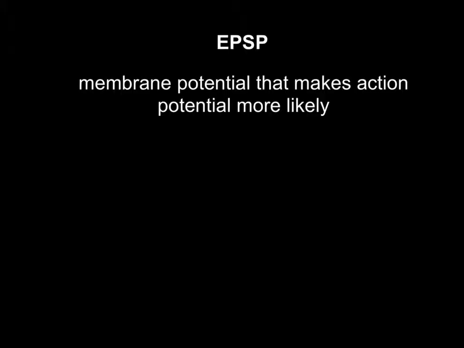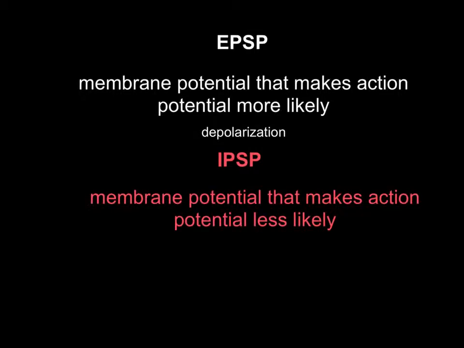And here's some more vocab on this topic. So, excitatory postsynaptic potential, or EPSP, is a membrane potential in the postsynaptic neuron that makes an action potential more likely. So, an EPSP would occur because of depolarization. And then an inhibitory postsynaptic potential, or IPSP, is just what the name implies. It's a membrane potential that makes firing an action potential less likely. So an IPSP would occur because of hyperpolarization.